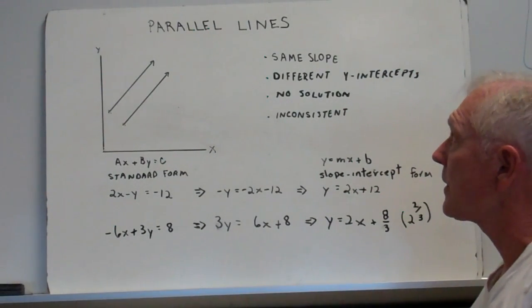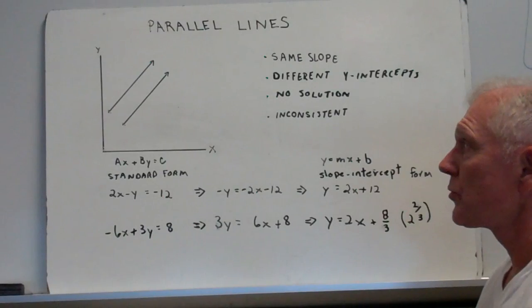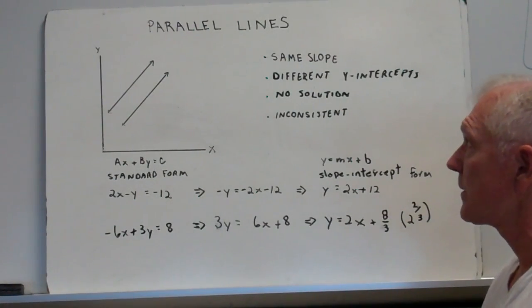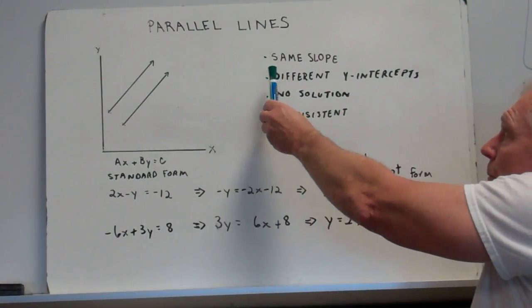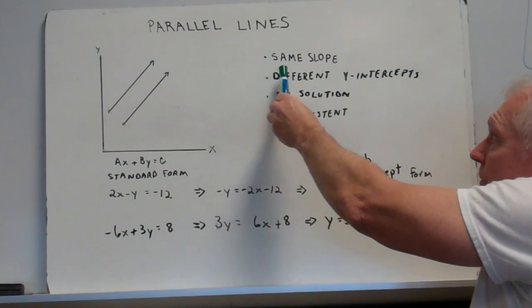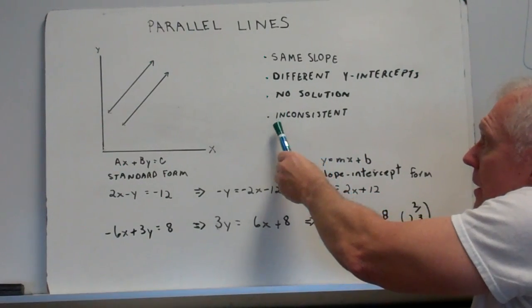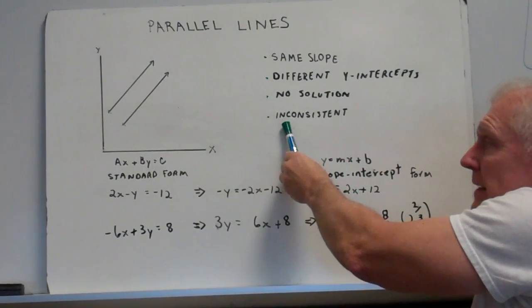The next possibility is parallel lines. Parallel lines are when the two lines do not touch. They do not intersect. The important points about parallel lines is that they have the same slope, they have different y-intercepts, there is no solution, and they are said to be inconsistent.